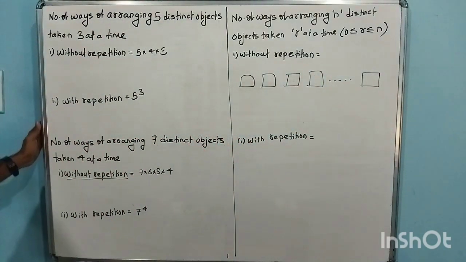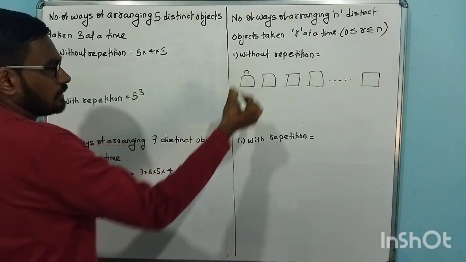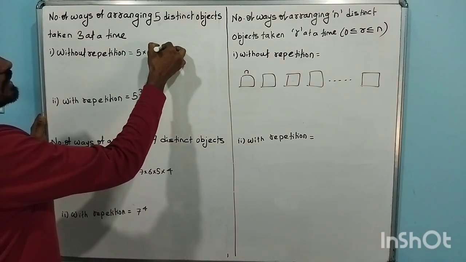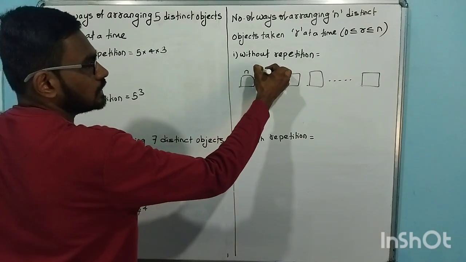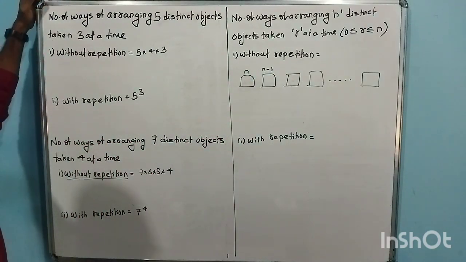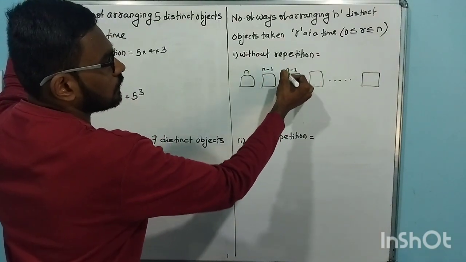First place, out of n distinct objects, I will select. For the second place, since one was already selected, I will select out of n minus 1 distinct objects. Then for the third place, I will select out of n minus 2.